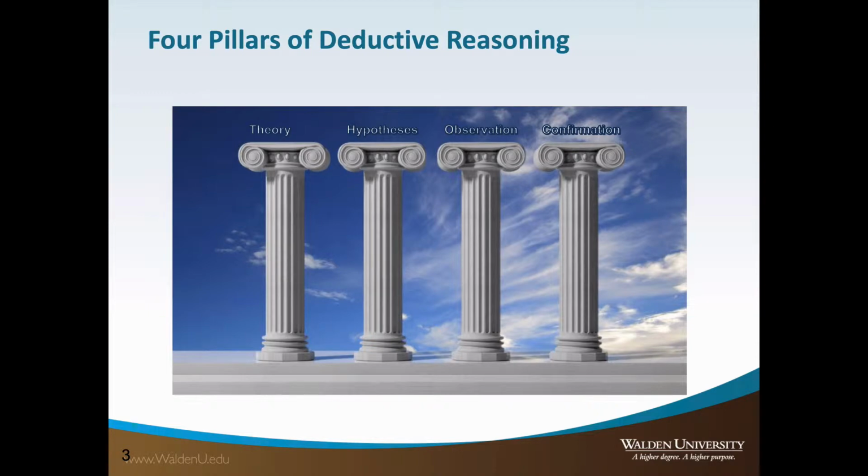What is quantitative research? In a broad sense, quantitative research is a research method where the researcher employs deductive reasoning. That is, the researcher identifies a theory to examine a problem, formulates hypotheses regarding the theory, collects data using observation methods, and then conducts statistical analyses to confirm the theory. These four pillars, theory, hypothesis, observation, and confirmation, are the cornerstones of deductive reasoning. We will address each of the pillars in depth.